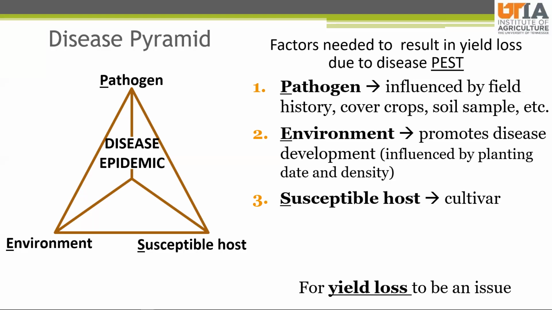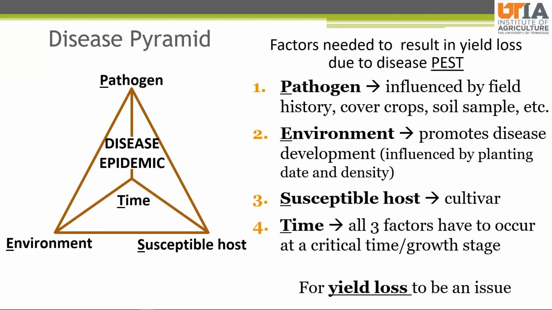So lastly, though, you also have to consider time. It's only when the previous three factors all occur at a critical time or growth stage within your crop that the disease has the capability for potential yield loss and an action needs to be taken. And in this case, and for this presentation, we're talking about foliar fungicides.